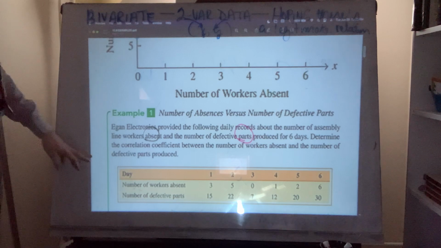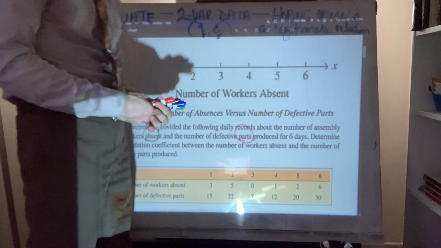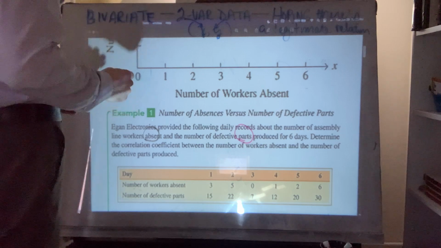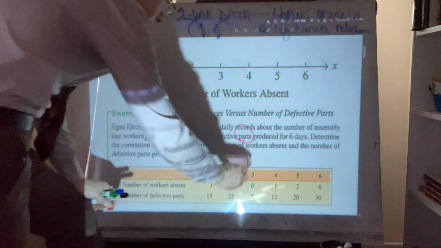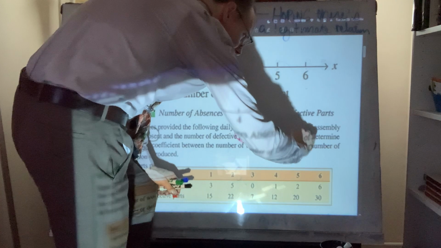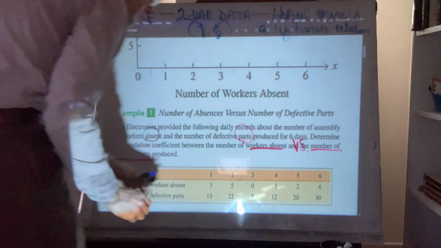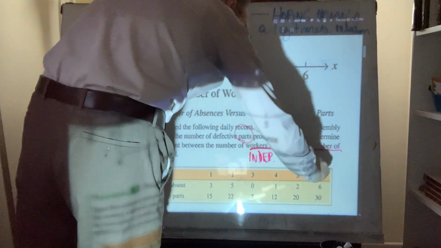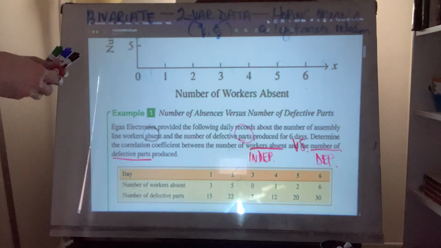Now, because of the way that they have phrased this, absentees, I want to put it in a place where I don't have to move it. Absent workers versus number of defective parts, all right? Let's assume that this is the independent variable and this is the dependent variable. The defective parts is dependent upon people being absent.